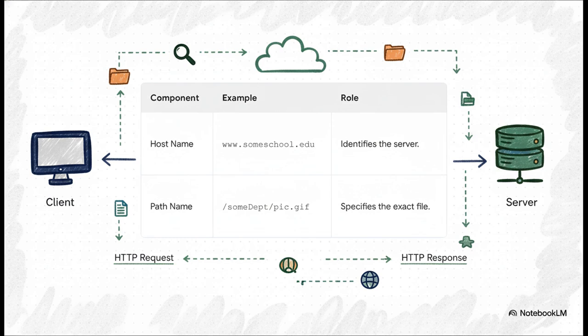And a URL is actually pretty simple. It's broken into two main parts. The first part is the host name. That identifies the specific server you need to talk to out of the millions that are out there. The second part is the path name, and that tells the server the exact file you're looking for. Put them together and you have a precise address for any resource on the web.